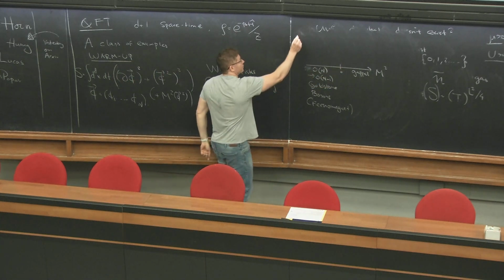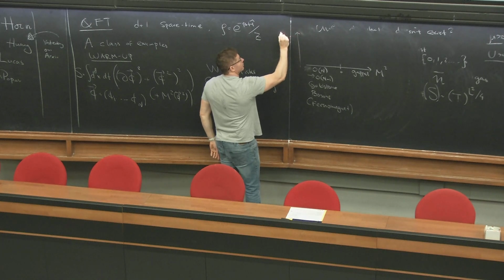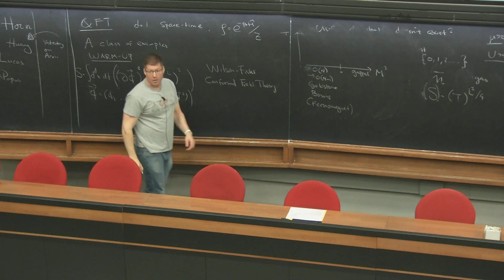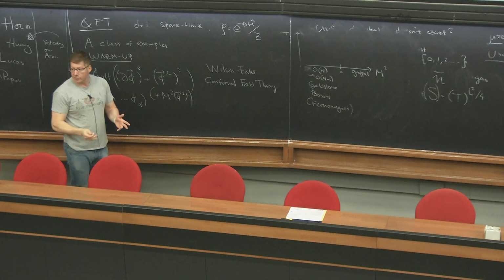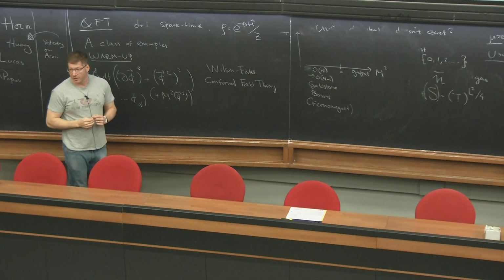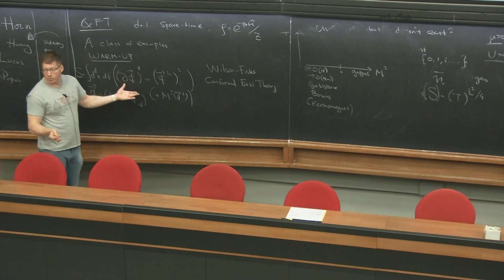And now you can add another axis to this diagram, which is the temperature, where instead of doing calculations in the vacuum, you do calculations in the density matrix e to the minus beta H. And you can ask, what does this model do?